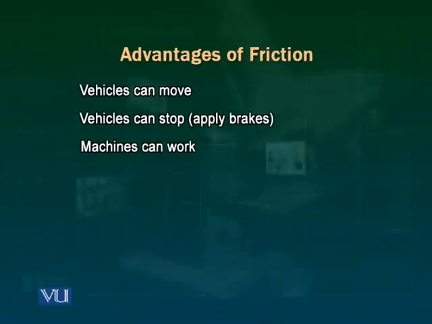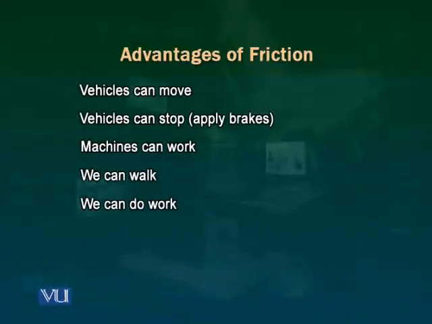Machines can work because there is friction. When I turn a machine, there are two items sticking together, and because there is friction, it will allow it to move. It allows the thread in this screw to remain as it is. Otherwise, if there is no friction, all the pieces of thread would just fall off. We can do work very simply because there is friction. Otherwise, I simply could not walk. There is no way I could push the ground backwards and hence move forwards.